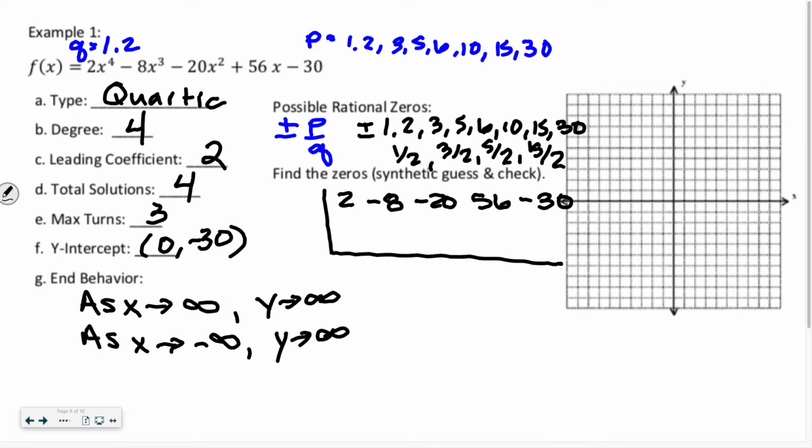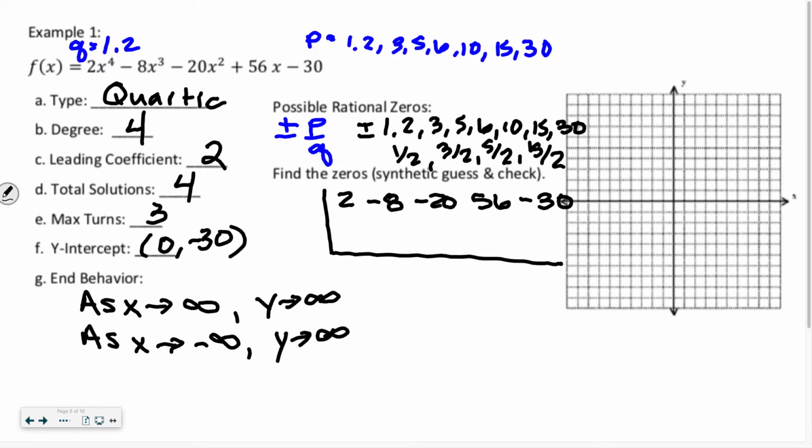Okay, so we're going to set up synthetic. I'm going to call this synthetic guess and check. You're just checking these numbers until you find one that works. We're looking for a smiley face. But we're checking the numbers from the list, not just any old random numbers.